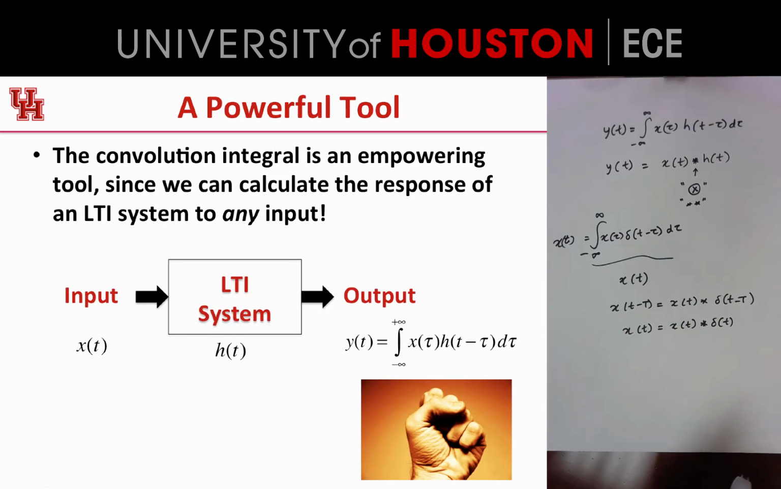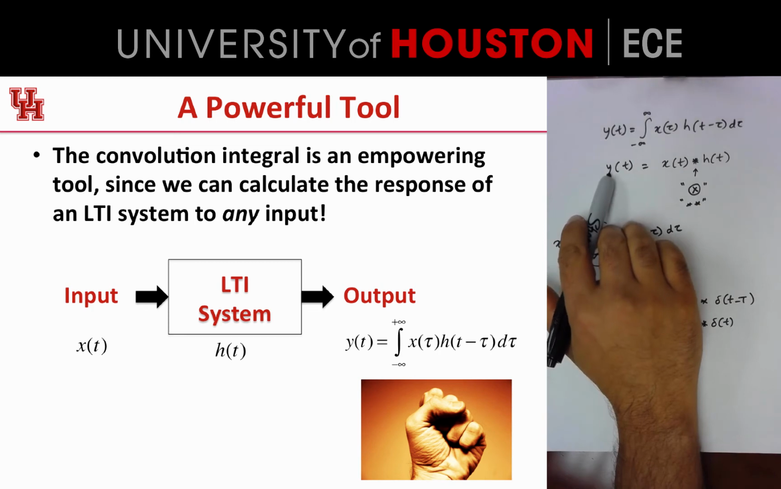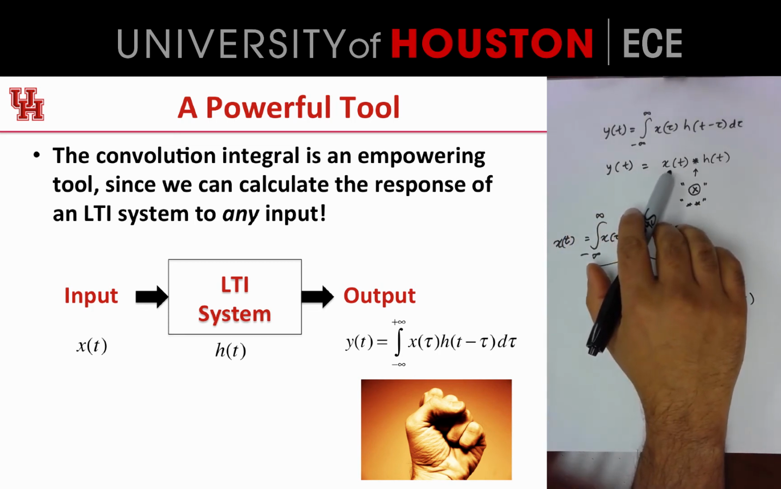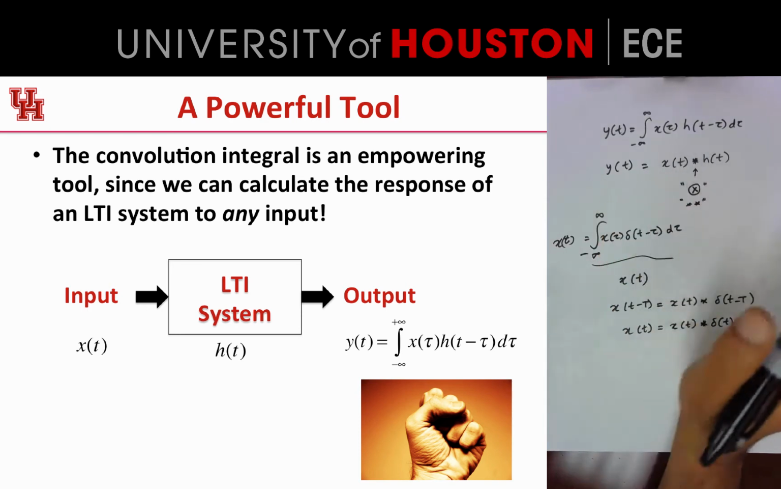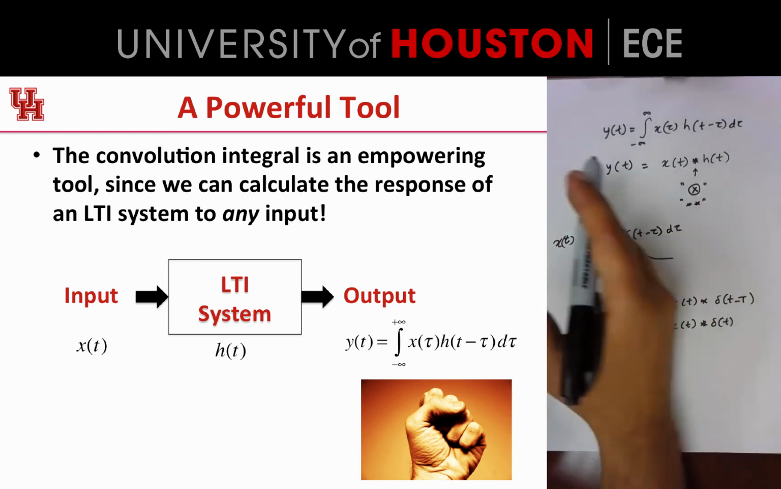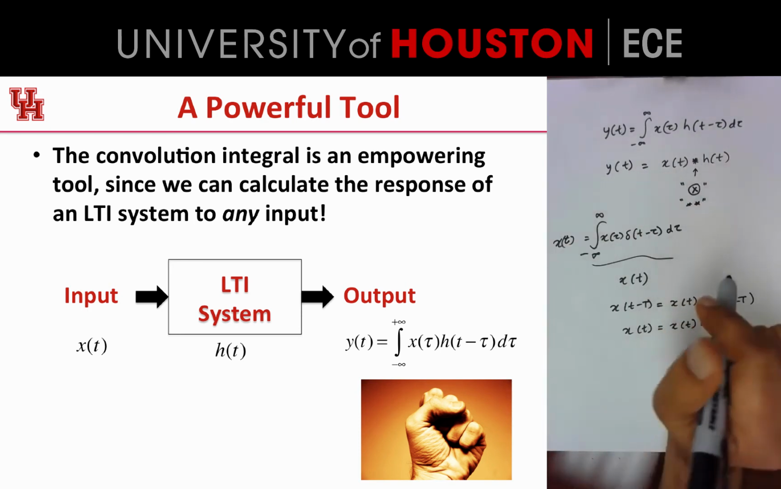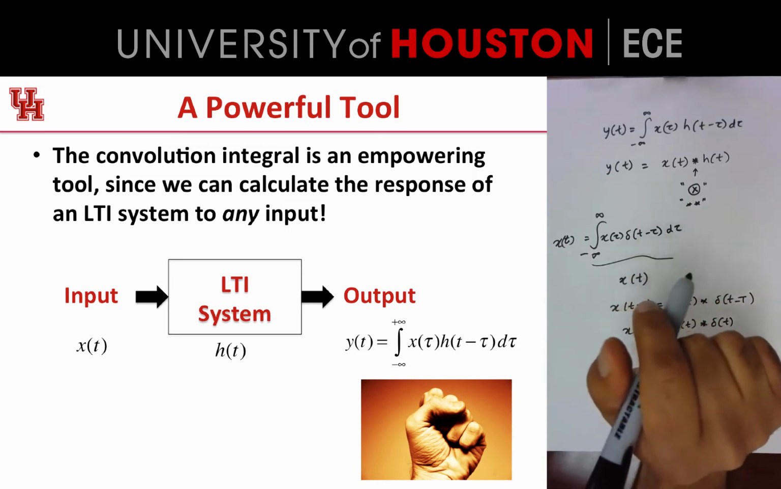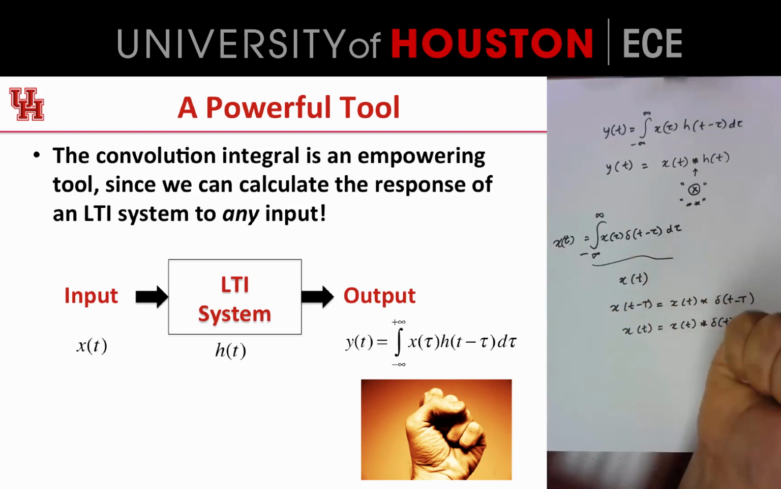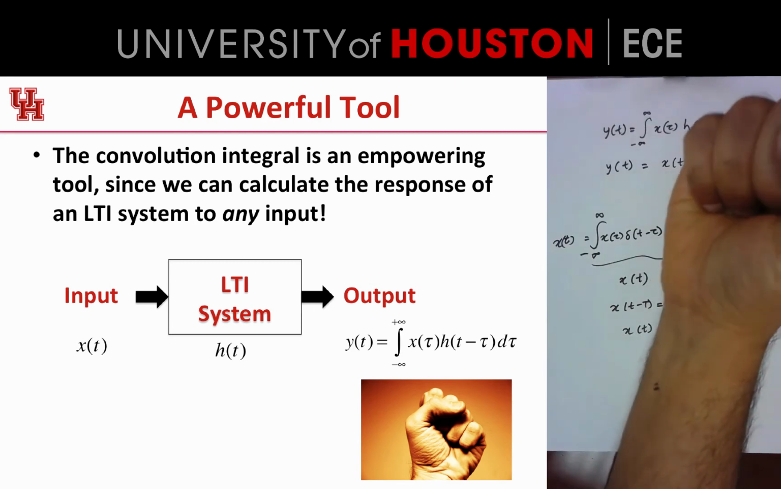Okay, so what we've figured out is that in order to find the output, I only needed the input and the impulse response. If I know these two things, and if I know that the system is LTI, that's all I need. I got my output. This is a powerful result. It's like power in our hand. That's why I put the picture of the hand there.